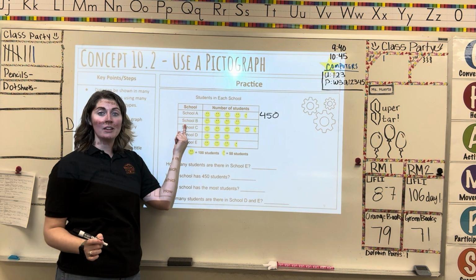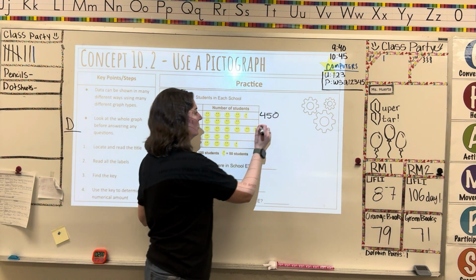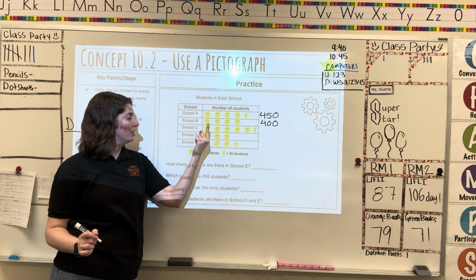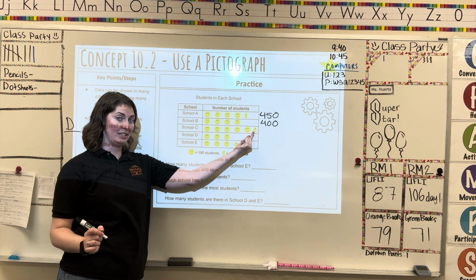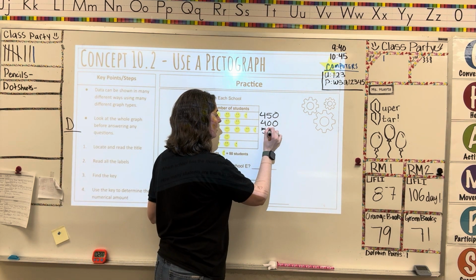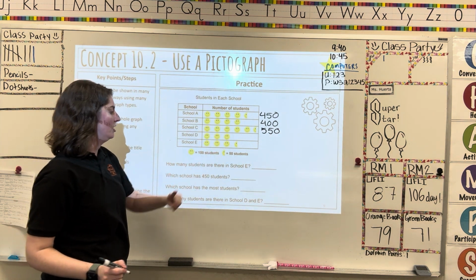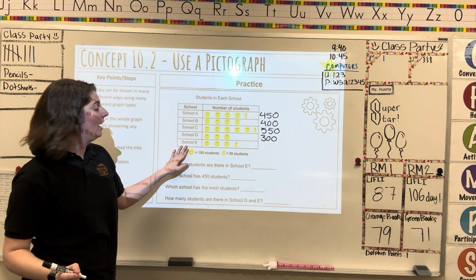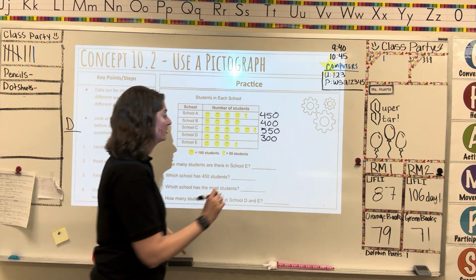For school B, I have 100, 200, 300, 400. For school C, I have 100, 200, 300, 400, 500, half a smiley face, so 550. For school D, I have 100, 200, 300. And for school E, I have 100, 200, 300, 50.